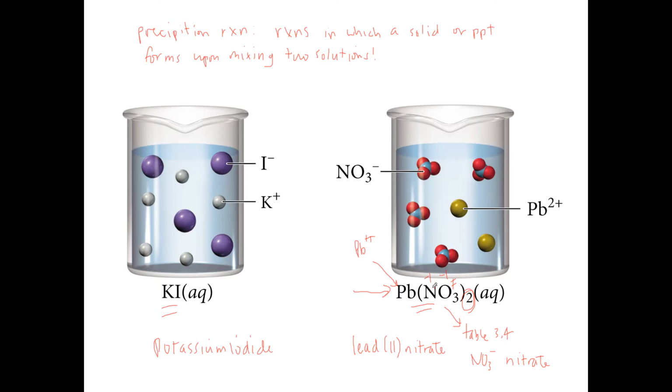It's win-win. All right, so we have 2 solutions here. One of potassium iodide, which we're going to call aqueous potassium iodide, and this is going to be aqueous lead(II) nitrate. Okay, so when we've got these two aqueous solutions, are we going to get a precipitation reaction? A precipitation reaction is when there are reactions in which a solid or precipitate forms upon mixing two solutions. Well, we know potassium iodide is soluble in water because, let me go here.